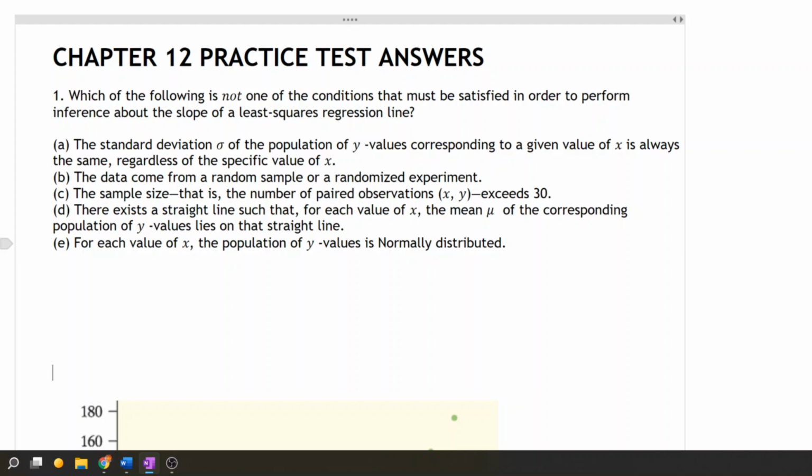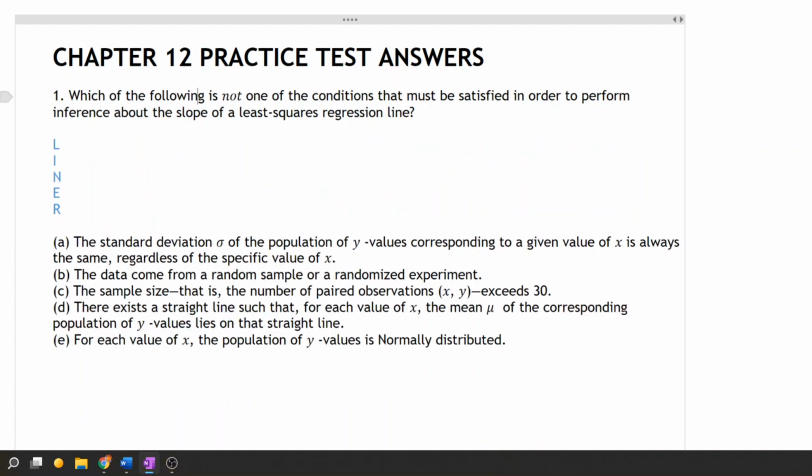So we have a list of properties here about which one of these is not going to be a condition that has to be satisfied in order to perform an inference about a slope of a least squares regression line. If you will remember, these are the conditions for a t test or a t interval for the slope of a regression line. The first property here is linear scatterplot, which also means that there's no pattern in the residuals. So let's see if that helps us see where that is for any of these.